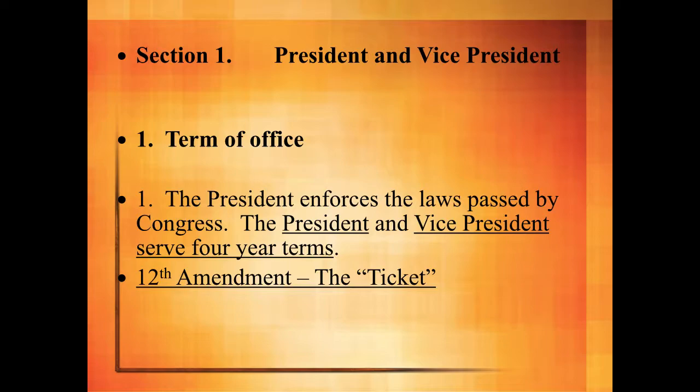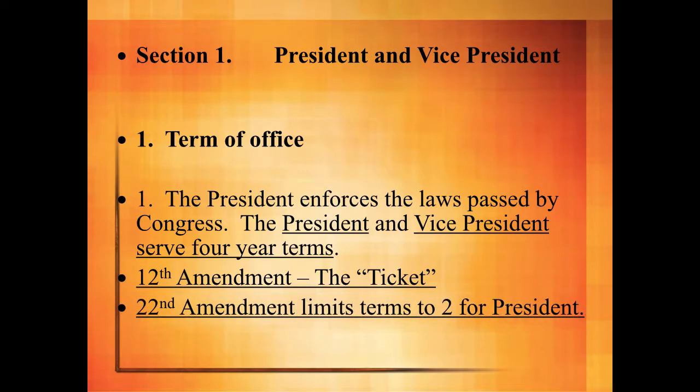Additional things that clarify that is the 12th Amendment puts a ticket, so it's kind of like a combo meal. You order a president and a vice president together rather than the first place person would be president and the runner-up would be the vice president. The 12th Amendment is created because there was a tie. Additionally, the 22nd Amendment limits 2 terms for all and every president once the amendment is passed.